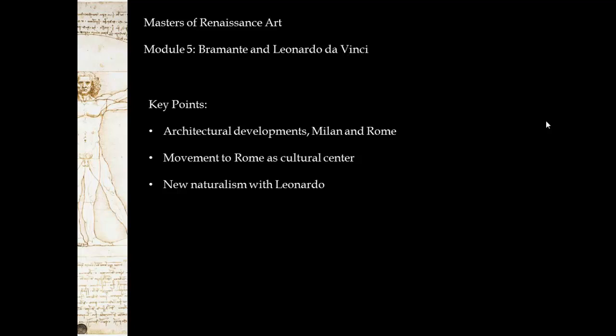That's not to say things aren't important elsewhere. We'll also talk about Florence with Leonardo, among other people. But Rome has a certain primacy in the 16th century. And finally, we'll look at the new naturalism of Leonardo da Vinci. His work and the works of his contemporaries are quite different than what came before. So we're moving away from what's considered the early Renaissance and now moving to the high Renaissance.